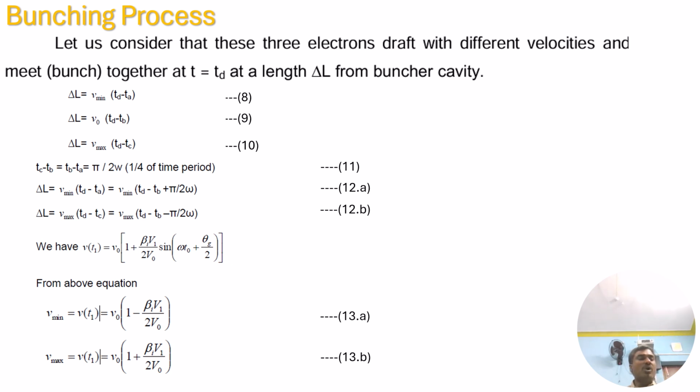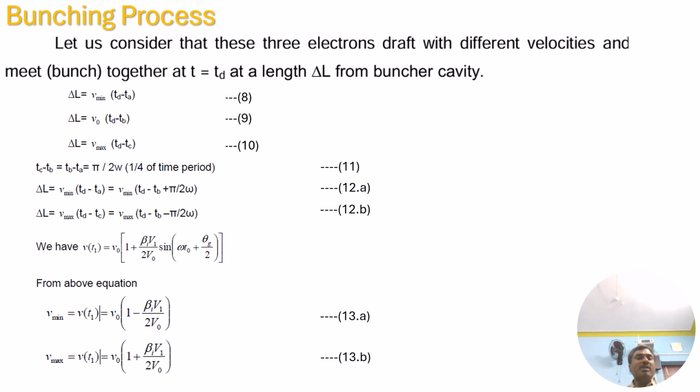As we know, the modulated velocity of the electron V of T1 is written as V naught into 1 plus beta I V1 by 2 V naught sin omega T naught plus theta g by 2. Based on the value of omega T naught plus theta g by 2, the velocity can take a maximum or a minimum. Whenever the value of omega T naught plus theta g by 2 is 270, the velocity is minimum. Whenever it equals 90, the velocity is maximum.